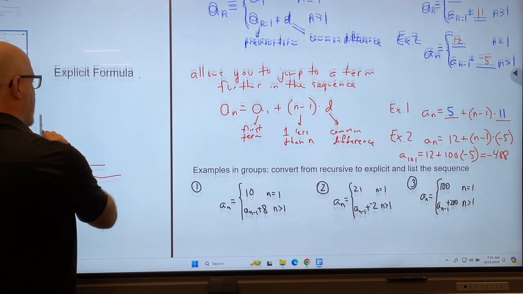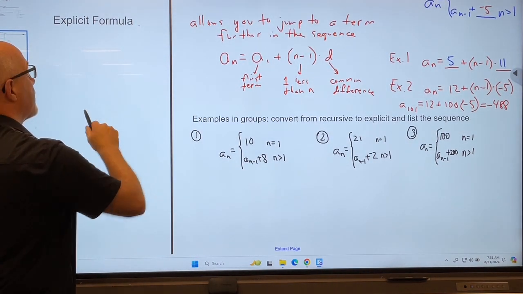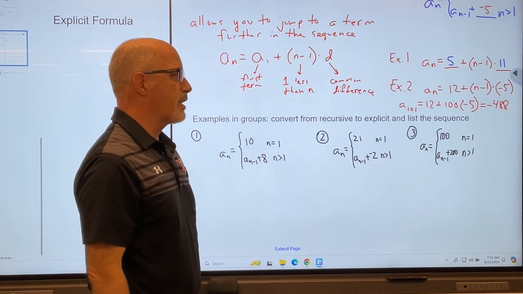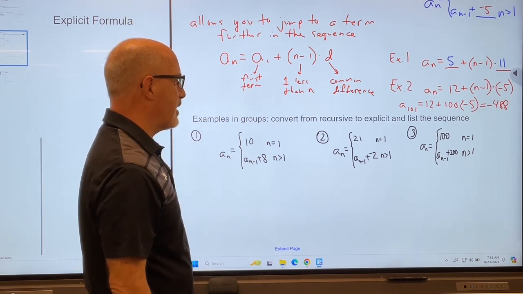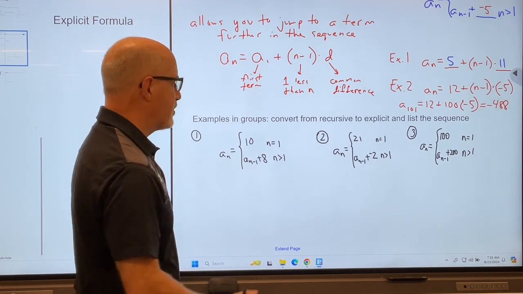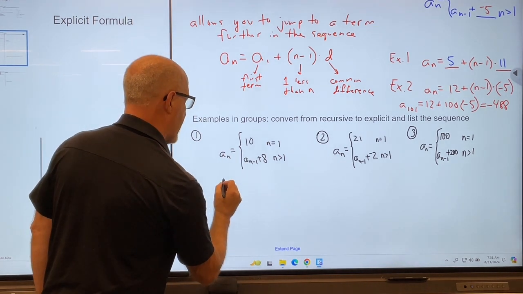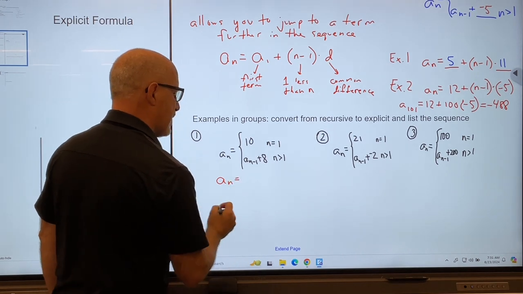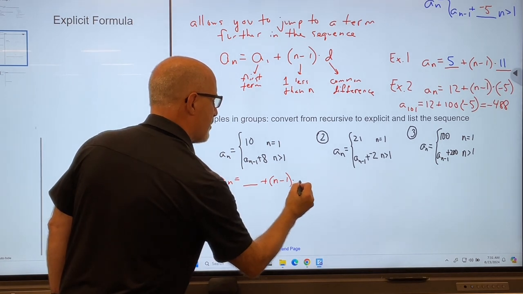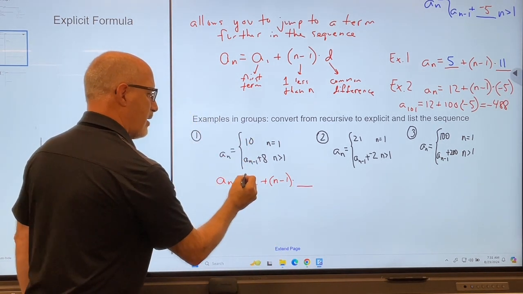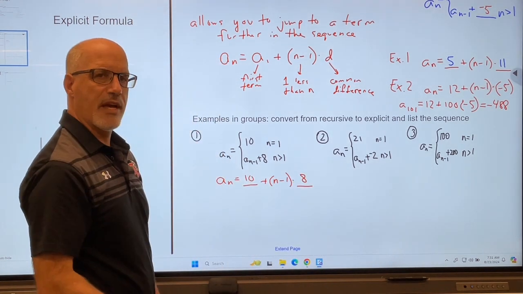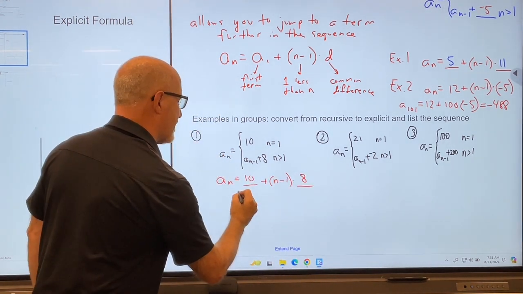Let's have you take a look at these as examples. So for this one, you want to convert it from recursive to explicit and list the sequence. Okay, so for this one, notice it says that the first term is 10 and the common difference is 8. So these are the 2 numbers that I'm looking for when I do a sub n for the explicit: the first term plus n minus 1 times the common difference. Well, the numbers I put in are 10 here, and I put in 8 for the common difference because I add 8 each time.